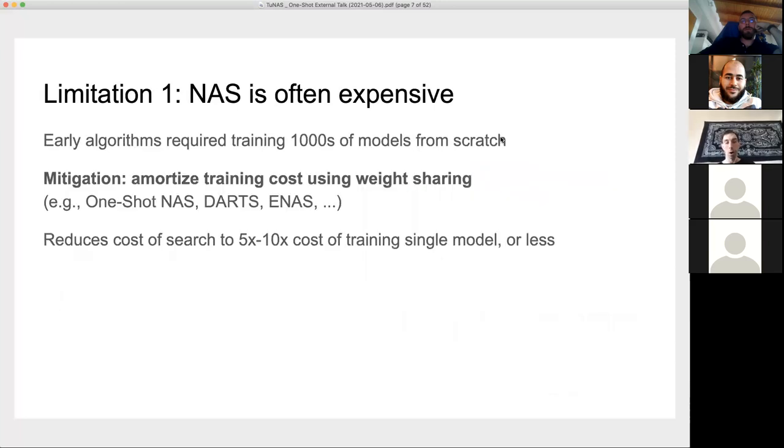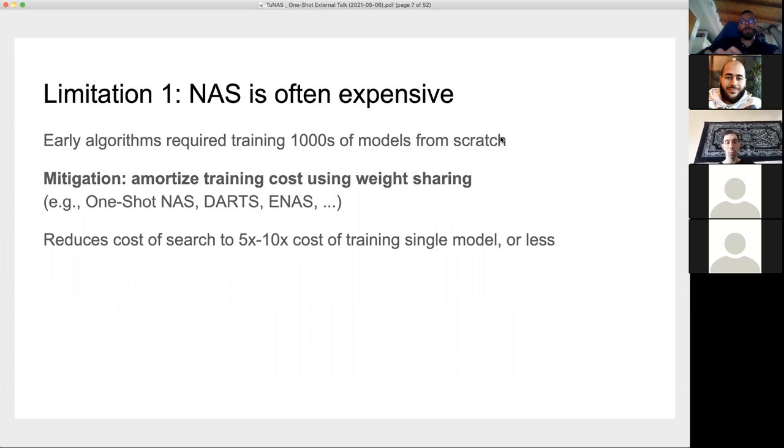But there are a few limitations of a lot of NAS methods that I want to mention too. One is the cost of a search, and this is especially true of some of the earliest works on neural architecture search, which would actually involve training thousands of different candidate network architectures from scratch. And this step of training many different architectures can be quite expensive.